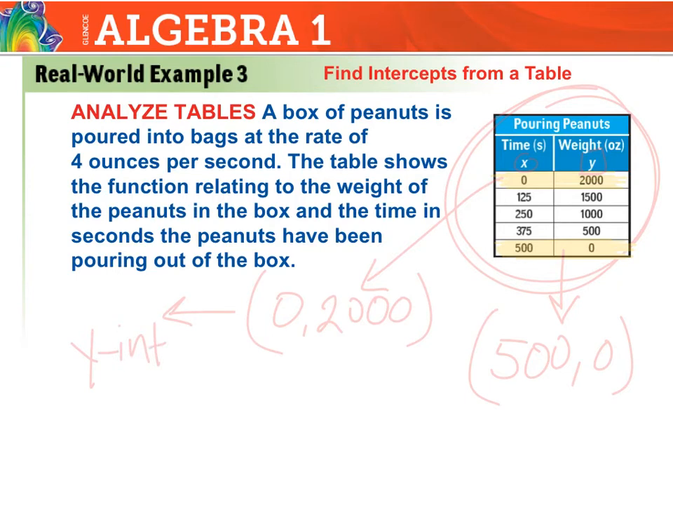Why, you ask? Well, because the x value is 0 and the y value is 2000, right? Same thing holds true over here. This one's our x-intercept. Why is this one our x-intercept? Because this is the x value, 500, when the y value is 0. Okay. I think that was a lot of fun. Let's see what else we have.